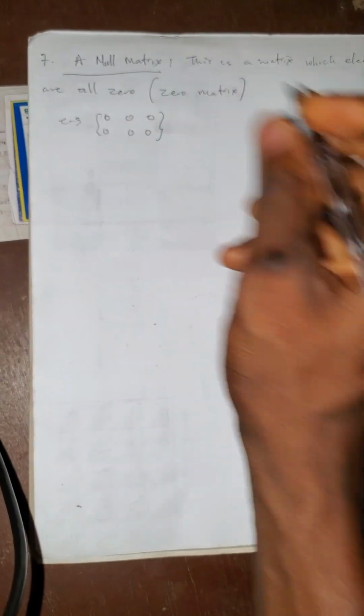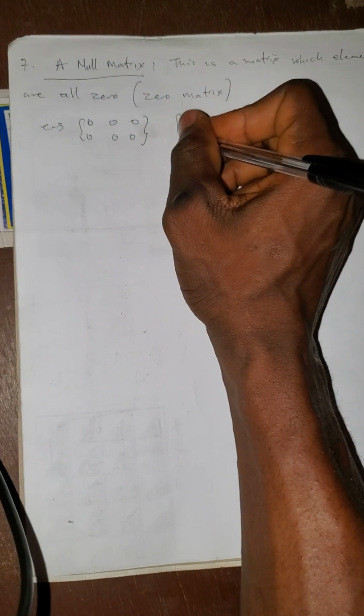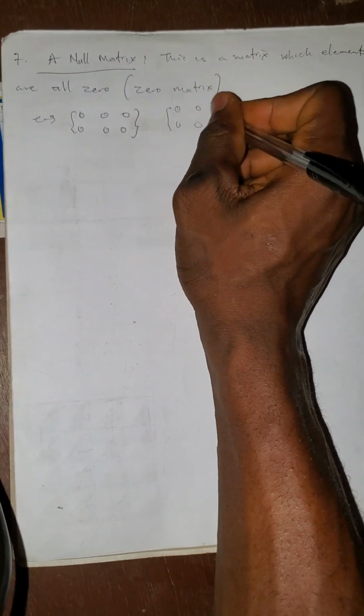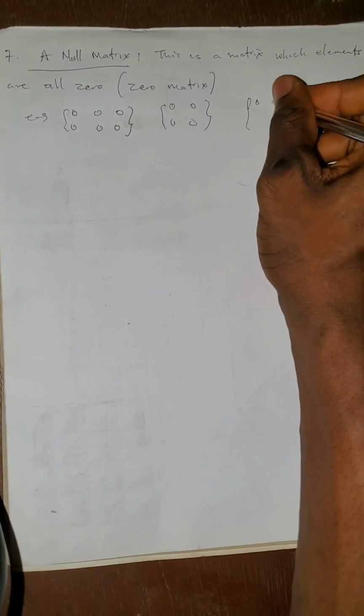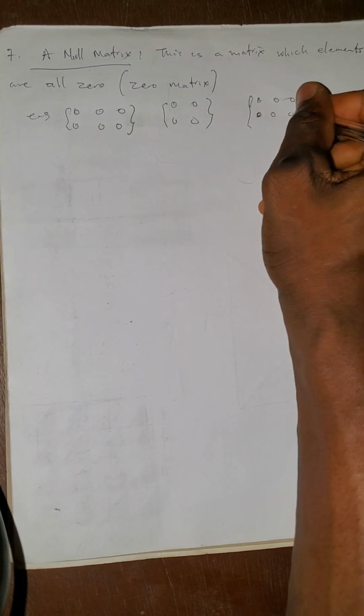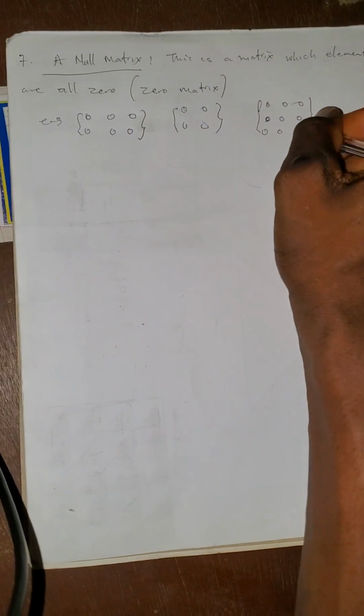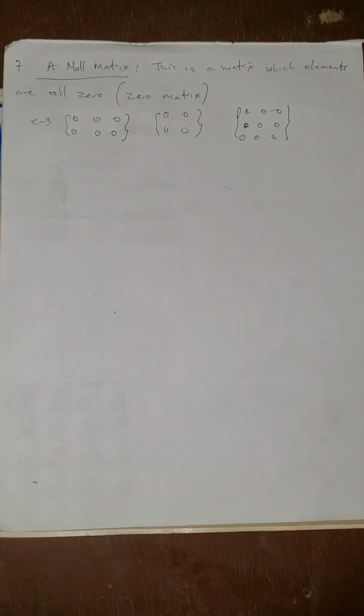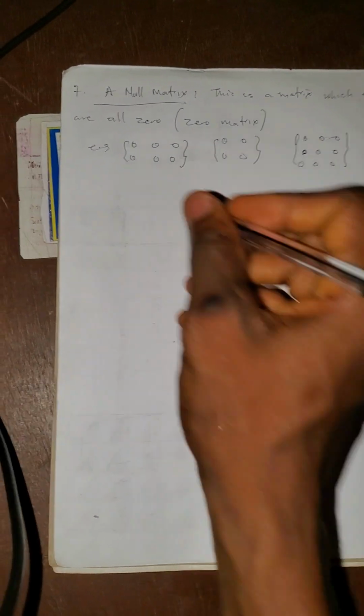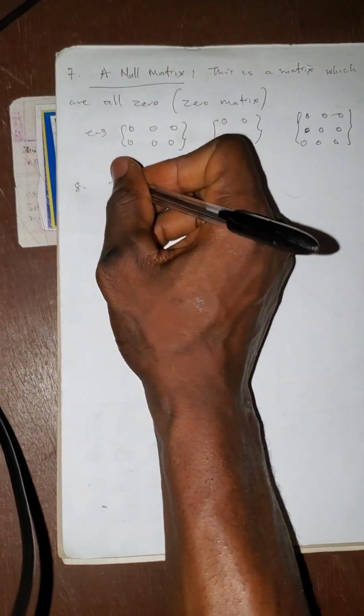For example, we have 0 0 0 0 0 0. So this is a zero matrix. You can also have 0 0 0 0. It is a zero matrix. So if you have all elements of a matrix to be 0, it will be called a zero matrix. Number 8 now.